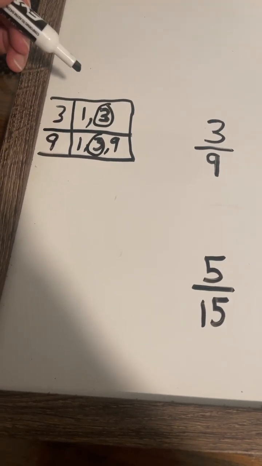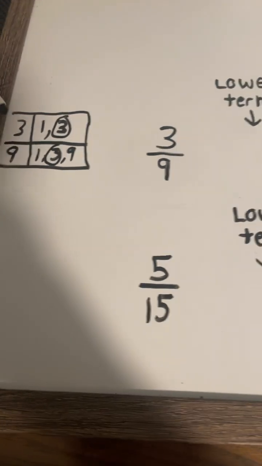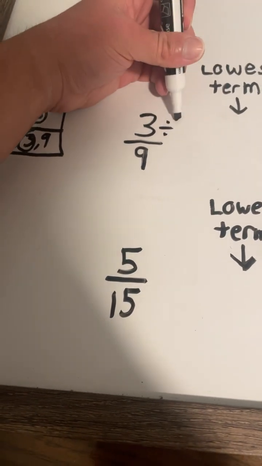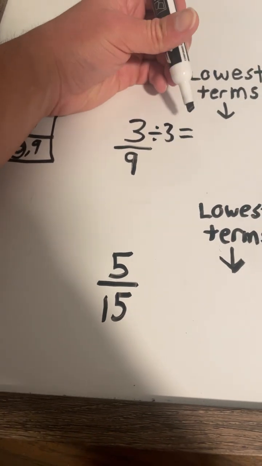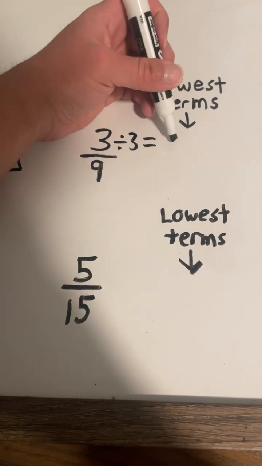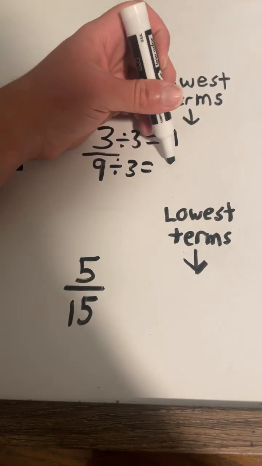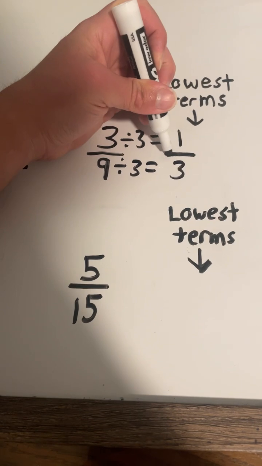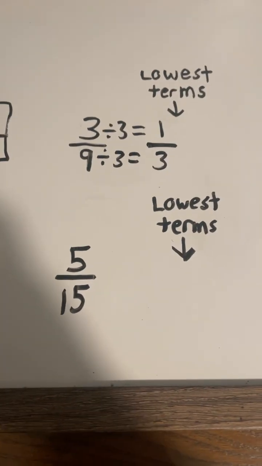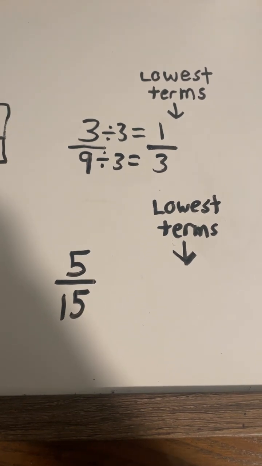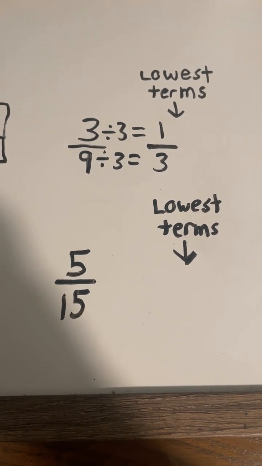So that means that we are going to divide the numerator by 3 and the denominator by 3. So 3 divided by 3 equals 1. 9 divided by 3 equals 3. And our answer is 1/3. 3/9 simplified in the lowest terms is 1/3.